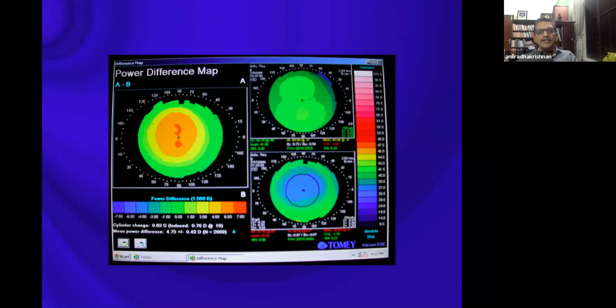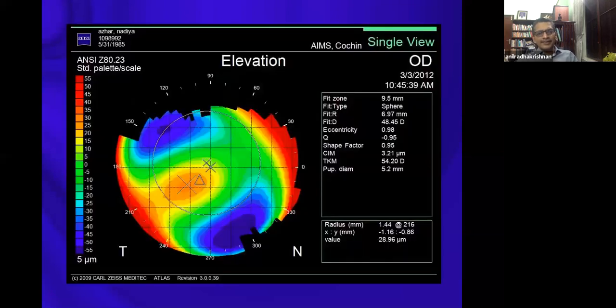There are other things available in the topography system. You have something called a power difference map. I think it's all not very important. Elevation maps are also available in topography systems. But if it's a placido-based topographer, it is only a very rough approximation. The elevation map cannot really be relied upon.